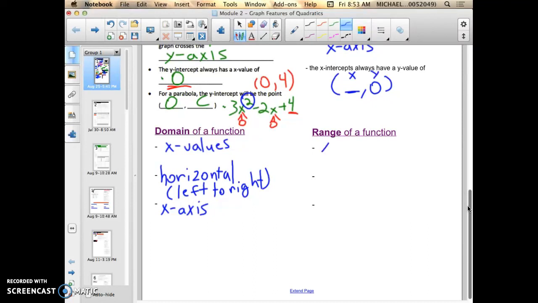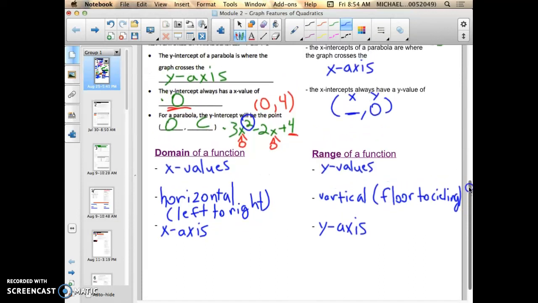The range is the y values. It is vertical, and you read it from floor, always the basement first, to ceiling. I don't know if I spelled ceiling right. Floor to ceiling. Just think about it, you touch the floor before you touch the ceiling. You always have to read it floor to ceiling. And it's the y-axis that I care about. So I'm going to do a brief intro. I'm going to show you further along how to find the domain in another video.